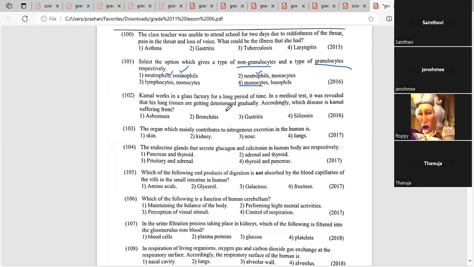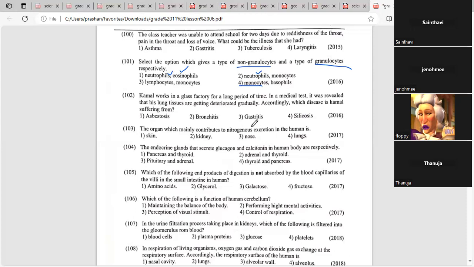Then, I have told you about this, silicosis. Disease associated with respiratory tract. Okay. Kamal works in a glass factory for a long period of time. In a medical test, it was revealed that his lung tissues are getting deteriorated gradually. Accordingly, which disease is Kamal suffering from? Okay, glass factory, the glass contains silicon. Therefore, the disease should be silicosis.